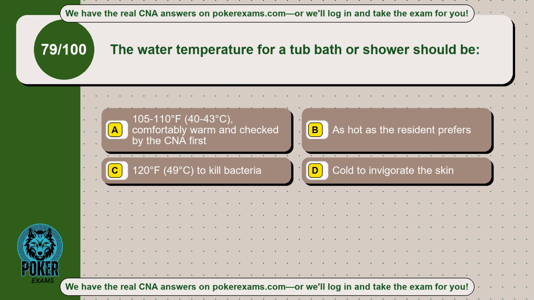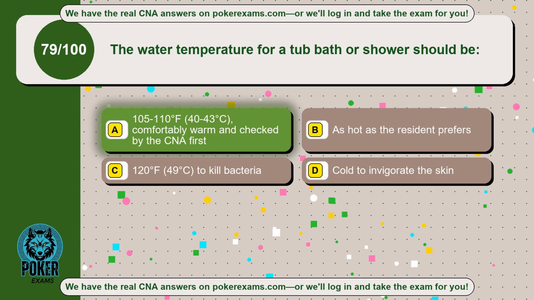Question 79. The water temperature for a tub bath or shower should be: Option A, 105 to 110 degrees Fahrenheit, 40 to 43 degrees Celsius, comfortably warm and checked by the CNA first. Option B, as hot as the resident prefers. Option C, 120 degrees Fahrenheit, 49 degrees Celsius, to kill bacteria. Option D, cold to invigorate the skin.